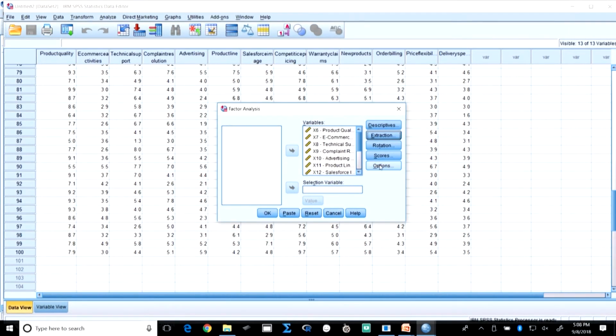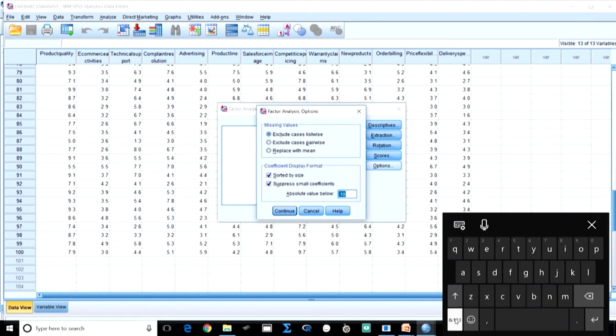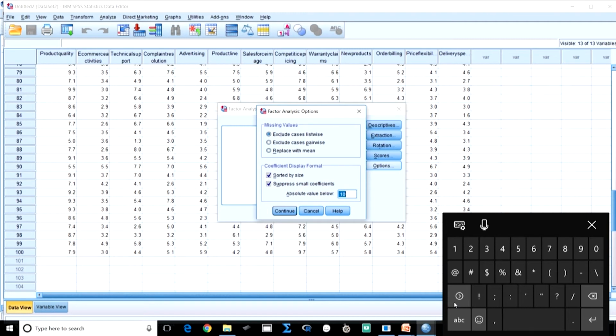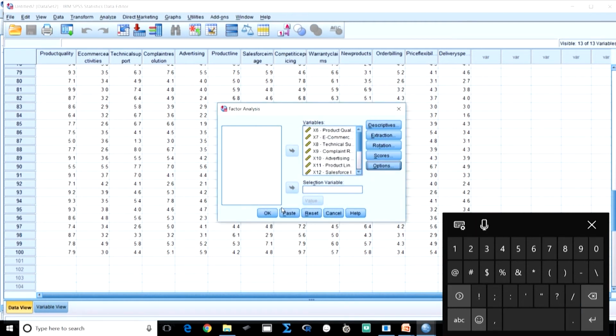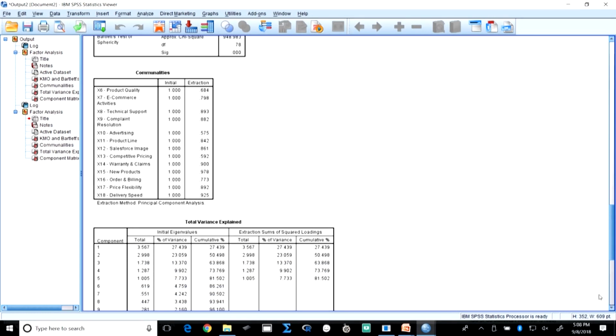What I am doing is first I will clean it a bit. I will sort by size and suppress small coefficients. Here, instead of having 0.31, we will take a minimum. We said the factor loading, the correlation, should be at least 0.3. So, we will take 0.3, okay. Continue, and we are not changing other things. We will just say ok. Now, if you go into this, nothing has changed, right, and you see these are the communalities. Is there anything that is below 0.5 in this case? No. So, 0.5 is the minimum benchmark.